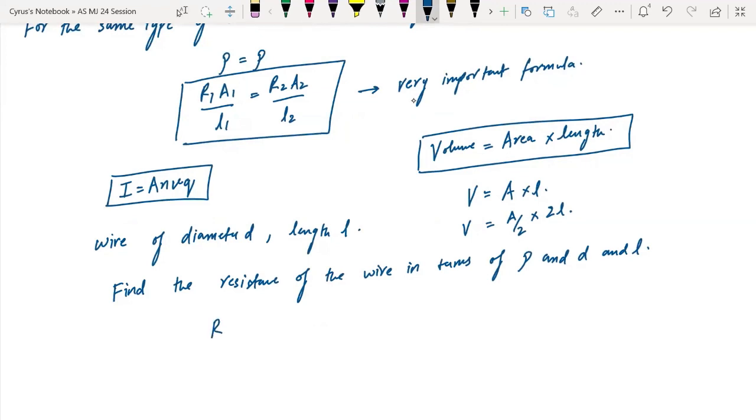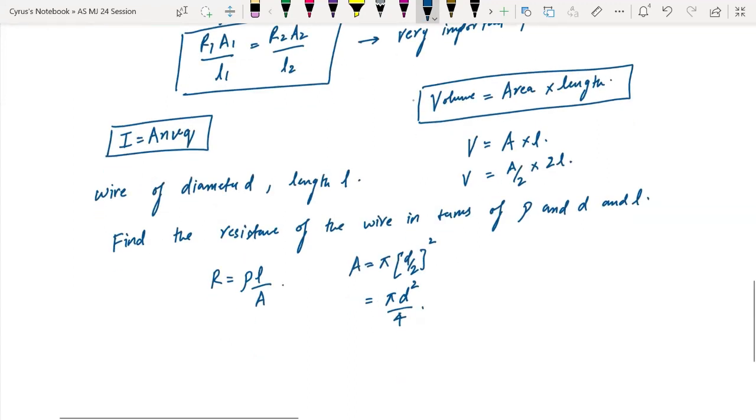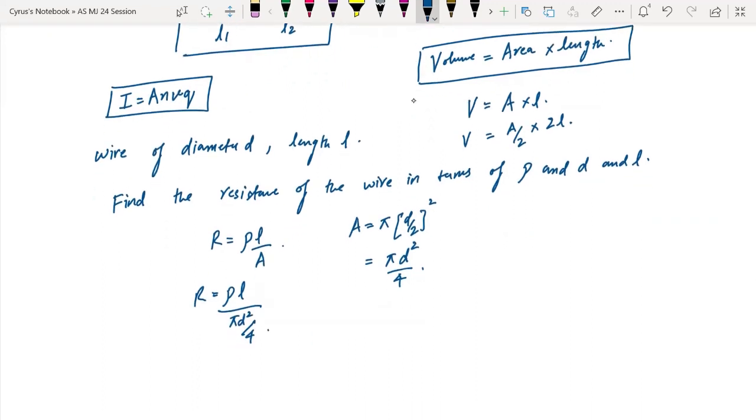The resistance R is equal to rho L over A, and you know that its area is pi d over 2 whole square, which is pi d square over 4. And what you can do is you can always write here rho L, area की जगह आ जाएगा pi d square over 4, and the resistance is going to be 4 rho L over pi d square. This is the resistance of the wire.